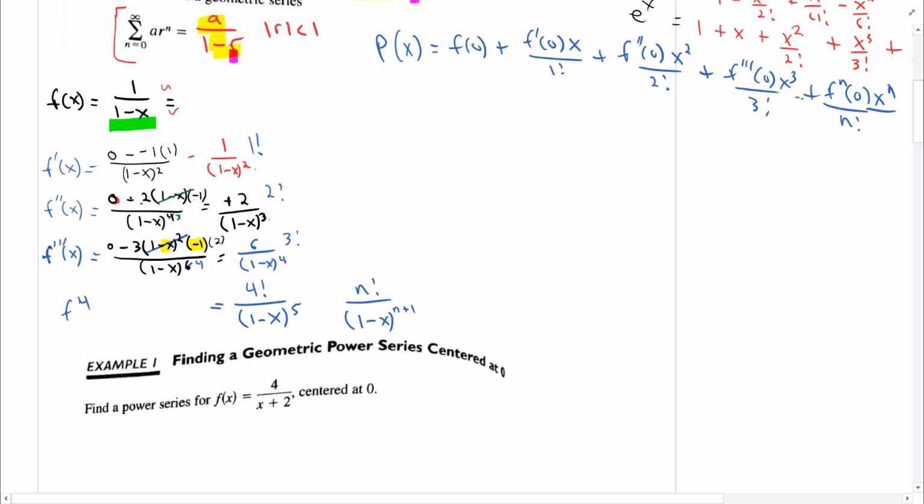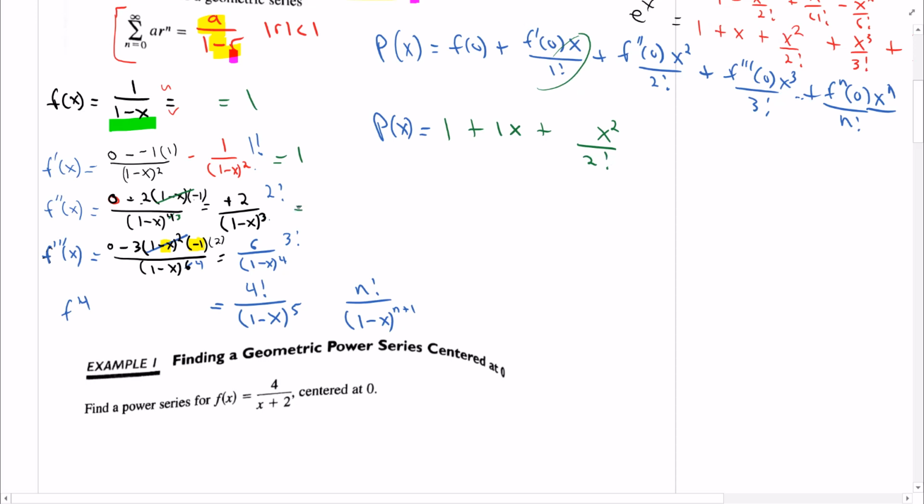So now we're ready to do this, right? So our p of x is going to equal f of 0. If I plug in 0 to this, I get 1, so 1, plus if I plug 0 into this one, we get 1 over 1 minus 0, which is also 1. So this would be plus 1x, right? That's coming from there. Plus the second derivative times x squared. Let's go ahead and put the x squared here. X squared over 2 factorial.